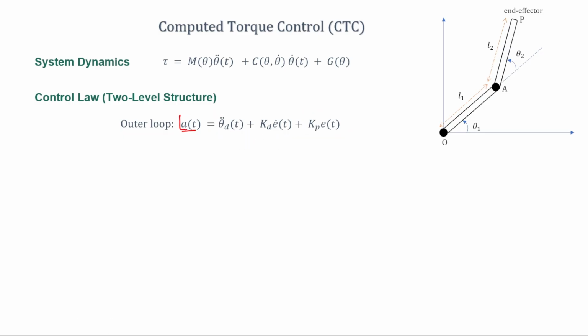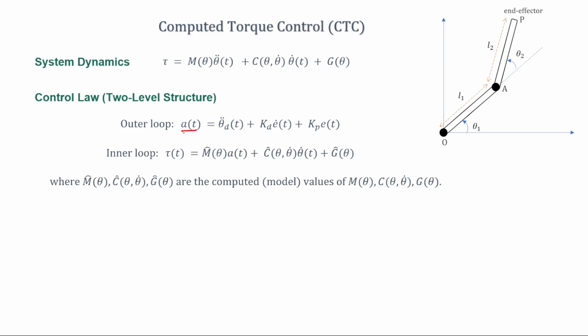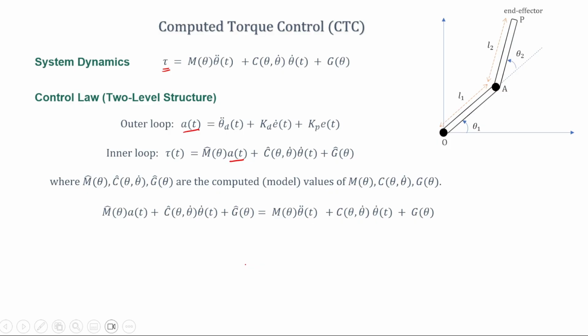And with this controller we generate what is known as, say, a. a is some signal that we are generating, and we use this signal a in another controller, where we are actually giving what tau would be. So tau will become M hat a plus C hat theta dot plus g hat, where this a is coming from this controller. And let us see mathematically what happens if I plug this a here. What will happen? So if I plug this a here, this is what you will get.